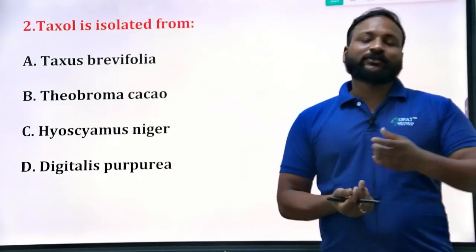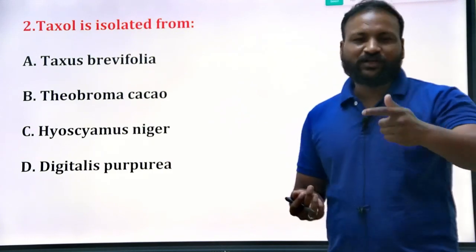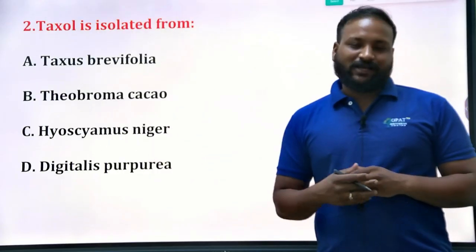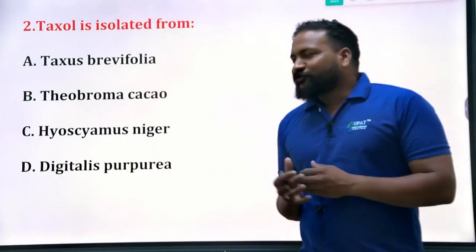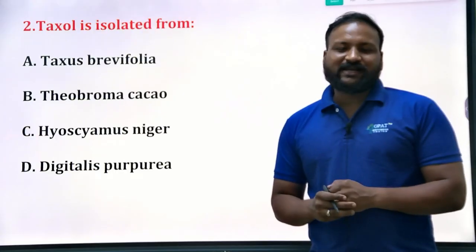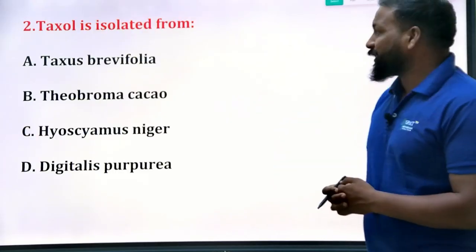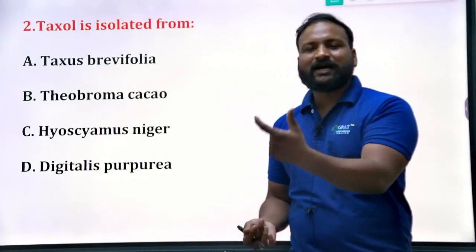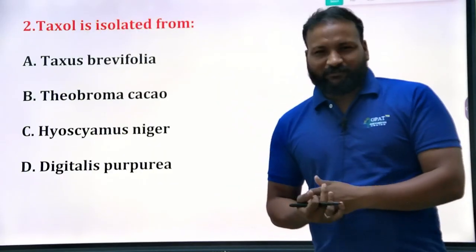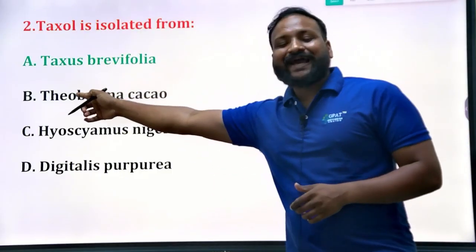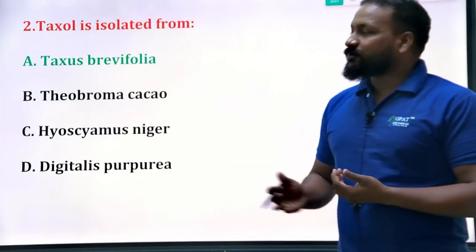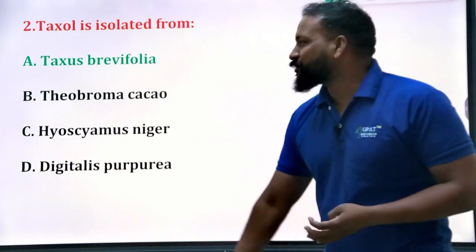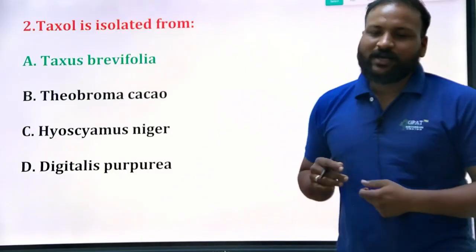Taxol is isolated from... Again I'm giving you the clue: prefix is a clue, which means the genus name. Which of the following options has the genus name of Taxol? Taxus brevifolia, Theobroma cacao, Hyoscyamus niger, and Digitalis purpurea. Undoubtedly option A is the right answer. Taxol comes from Taxus brevifolia, Taxus baccata, of the Taxaceae family. From Theobroma cacao, theobromine. From Hyoscyamus niger, hyoscyamine. From Digitalis purpurea, digitoxin. So from the genus name itself, you can answer the right one.